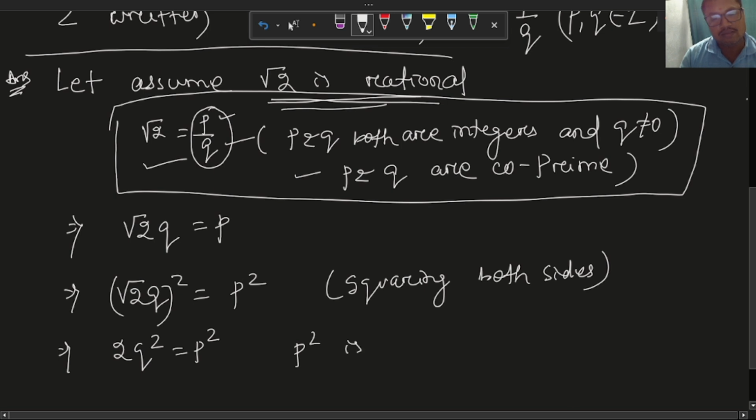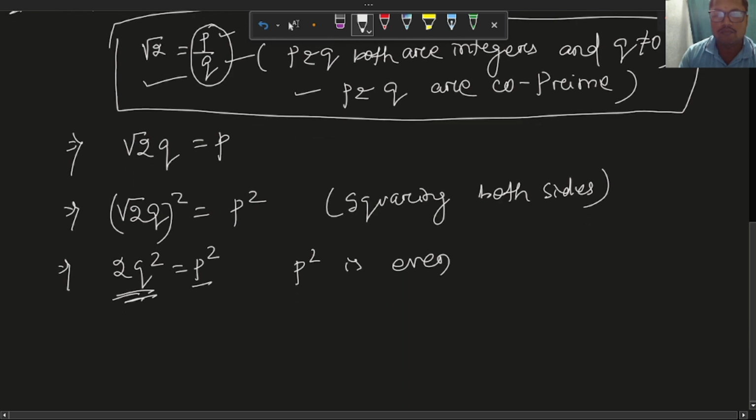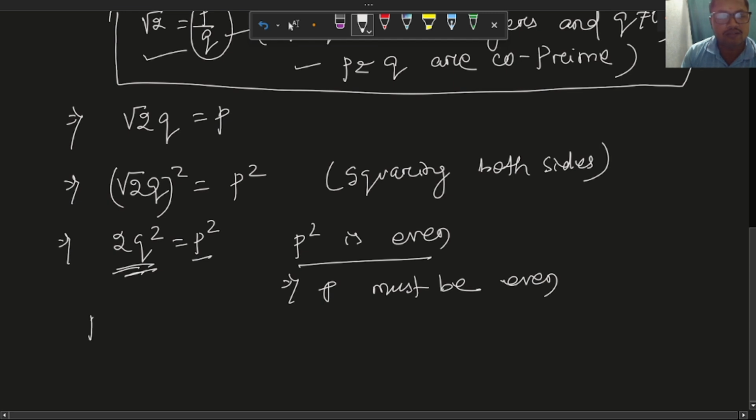Even number means 2 divides p square. A number which can be written in the form of 2 into something is an even number, or 2 divides that number. Here p square is written as 2 into q square. Then if p square is even, then p must be even. If p is even, I can write p equal to 2m, where m is an integer.